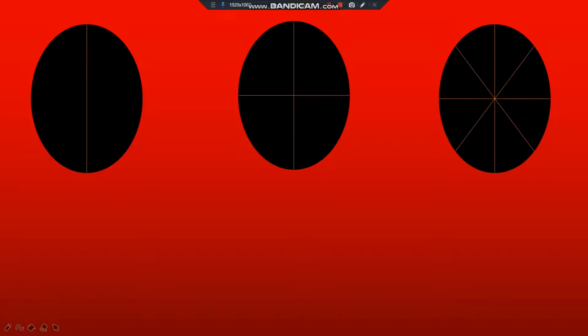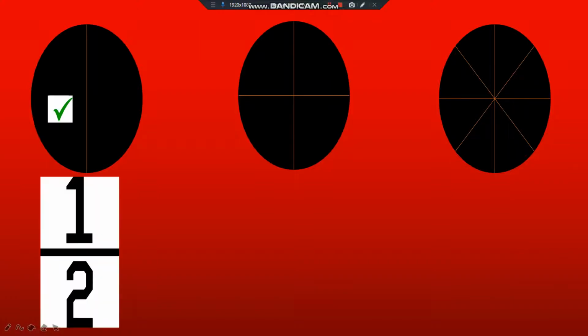Here I have one circle which is divided in three types. In the first picture, it is divided in two parts. In the second picture, it is divided in four parts. And in the third picture, the same circle is divided in 8 parts. If I am selecting the first part of these two, then what is the fraction for that? 1 by 2.